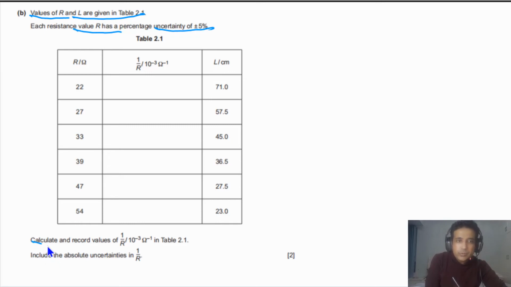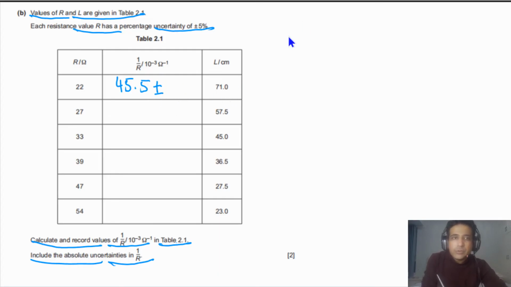We need to calculate and record values of 1 over R in table 2.1, and we need to include the absolute uncertainties in 1 over R. So this is pretty straightforward. Simply you have R, so you can do 1 over R, and you can write down the value here. So if we do 1 over R, in this case that will be equal to 45.5. Now we need to understand how to write down the absolute uncertainty.